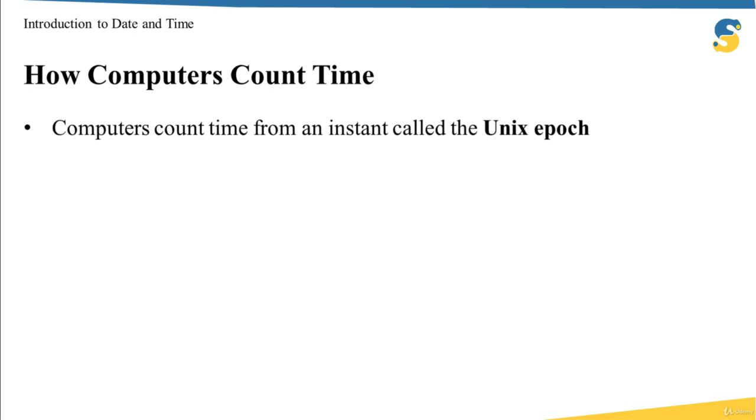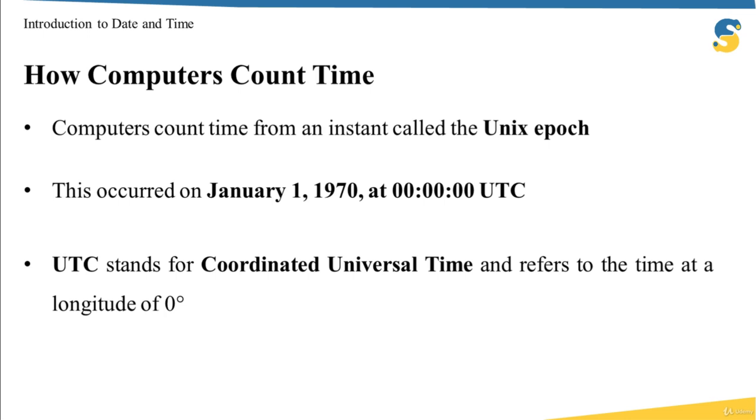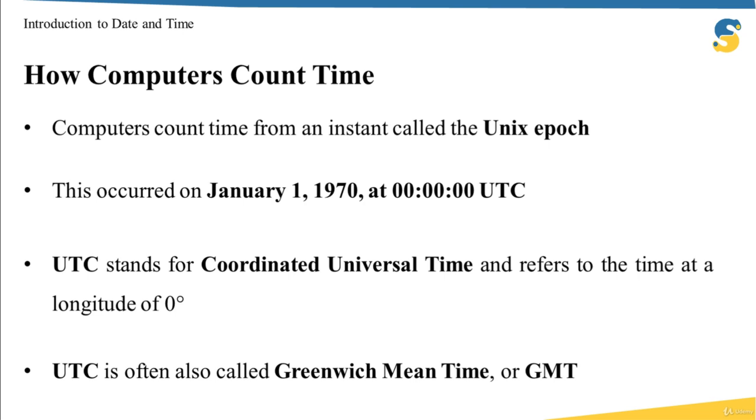The first thing that you have to know is that computers count time from an instant called the Unix epoch. And this occurred on the 1st of January 1970 at 12 a.m. UTC. When we say UTC, I mean Coordinated Universal Time, and this refers to the time at a longitude of 0. In other words, the time at the area that is located on this longitude. Also, you have to know that UTC and GMT are two acronyms that can be used interchangeably, and GMT is an acronym for Greenwich Mean Time.